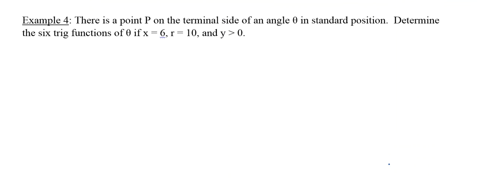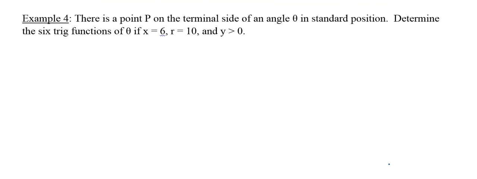Okay, we have one more we're going to work through on this group. There's a point P on the terminal side of an angle theta in standard position. Determine the 6 trig functions of theta if x equals 6, r equals 10, and y is greater than 0. So let's visually see what's occurring here. So x is 6, 1, 2, 3, 4, 5, 6. R is 10, so we know it's 10 units away from the origin, and y is greater than 0. Y being greater than 0 means it has to go up.